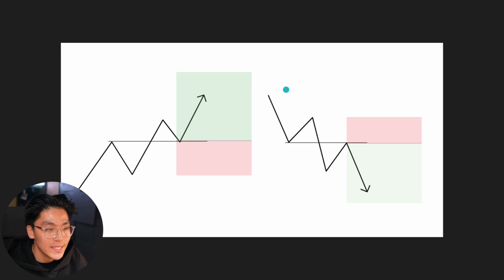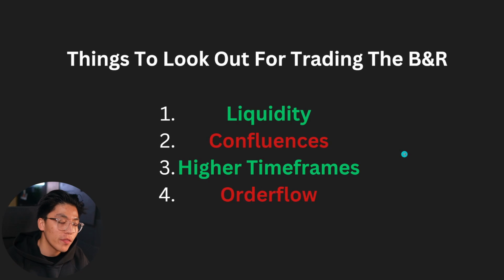As you can see, this is the exact same thing towards the downside as well. We make a lower low, lower high, lower low, lower high, retesting this previous support level, now turned into resistance, for moves towards the downside. So now I'm going to be talking about some things that you have to look for when trading the break and retest to make it a more high probability setup. So, things to look out for when trading the break and retest.